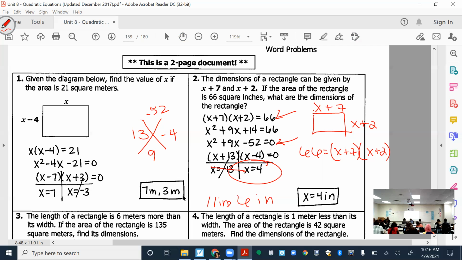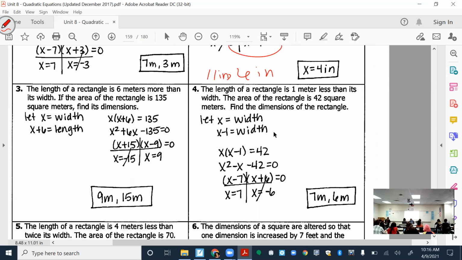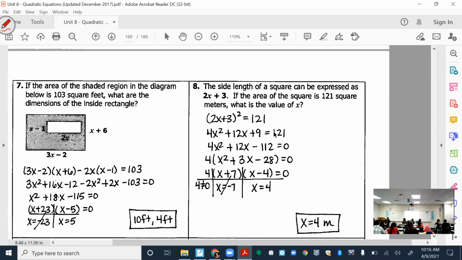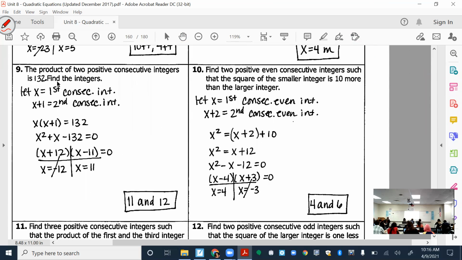All right, we're going to scroll down to number 9. The consecutive integer problem. We have the product of 2 consecutive integers is 132, just like the one we just did. They define the first integer as x, just like we did, and the second integer as x plus 1, because if they're consecutive integers, they're right next to each other. The only difference between them should be plus 1.